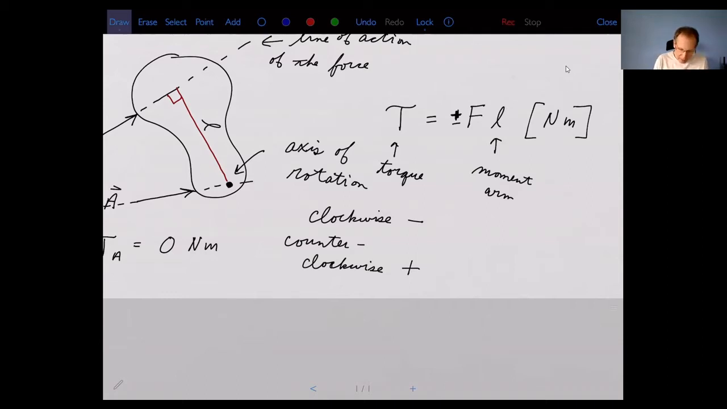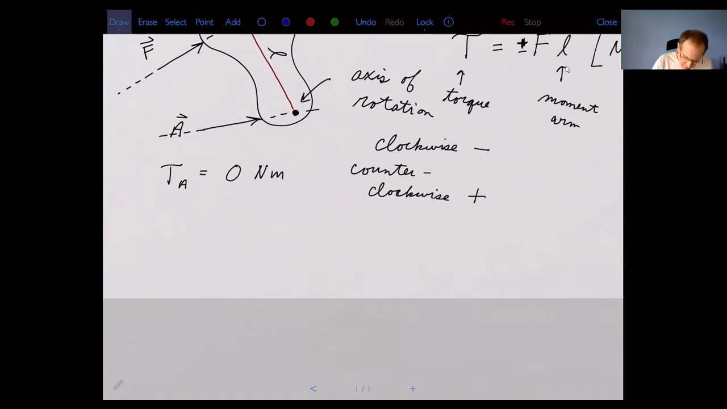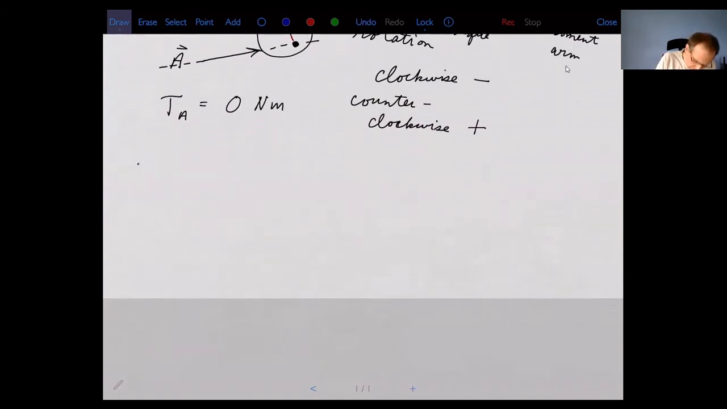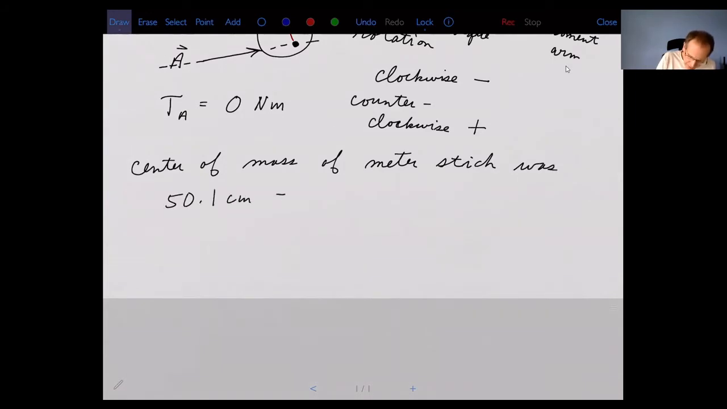And what I found was that the center of mass of the meter stick was 50.1 centimeters, or if I convert that to meters, it's 0.501 meters. So that's just the location where I had to put the knife edge so that the meter stick balanced, right? So that represented the center of mass of the meter stick.